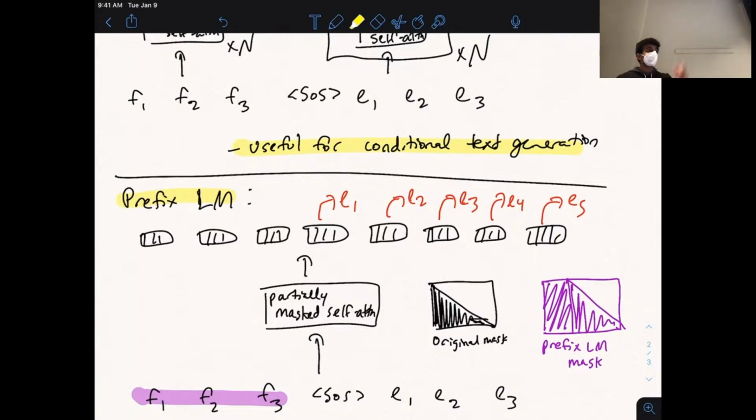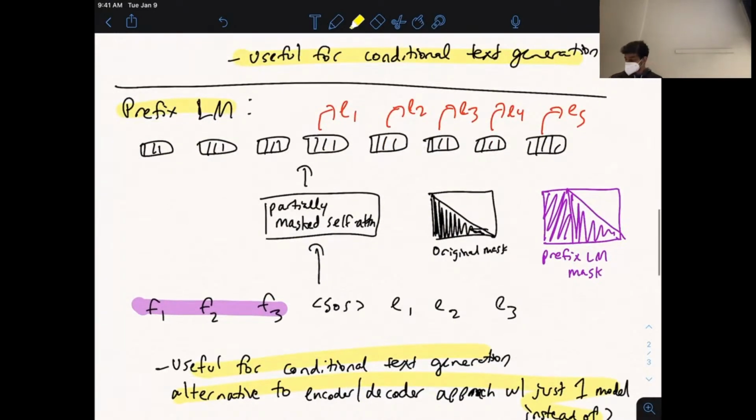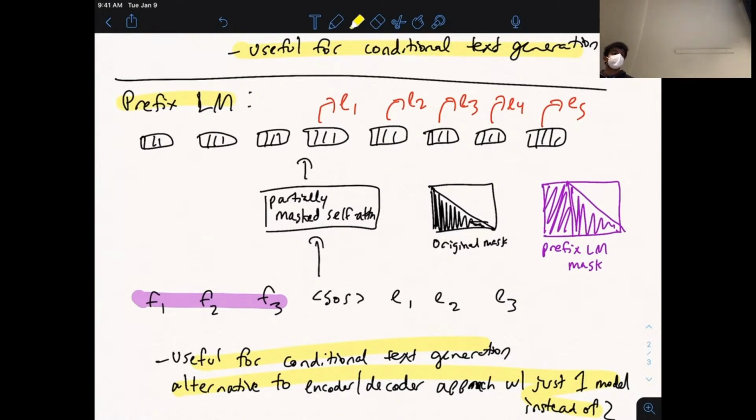Do you have a question? Shouldn't the prefix tokens only attend to only themselves? Because if they attend to elements on the decoder side, then that would convert the token. Yeah, so the question is, shouldn't the prefix tokens attend only to themselves?